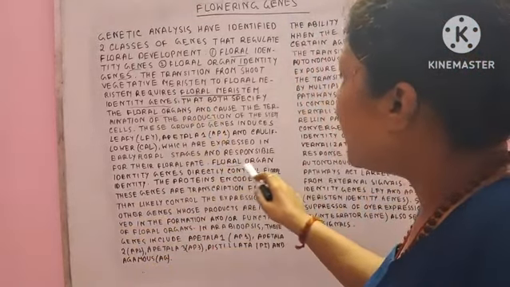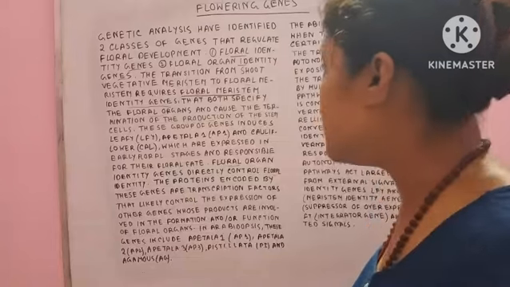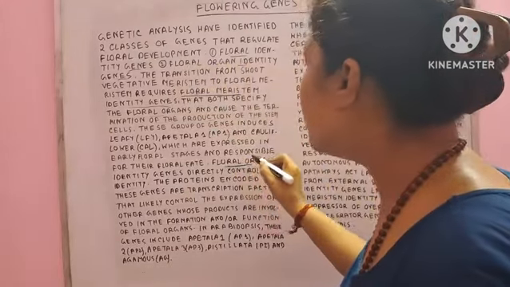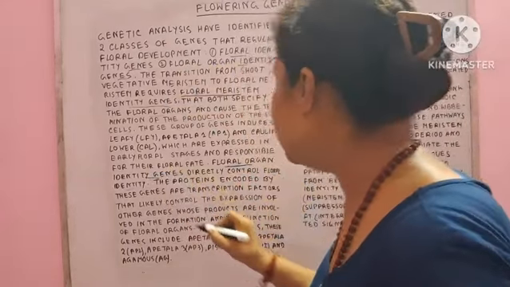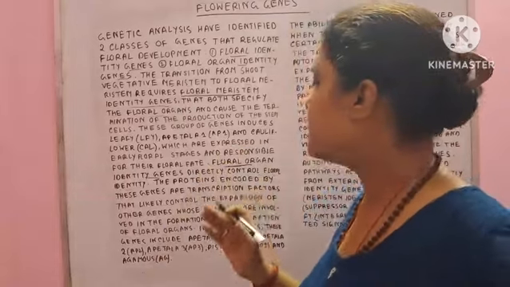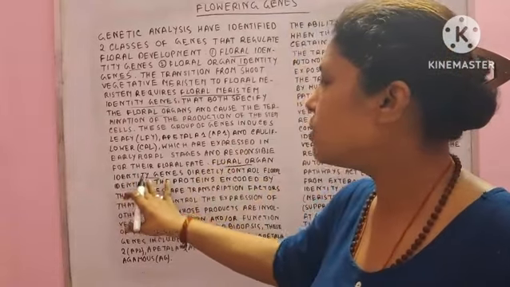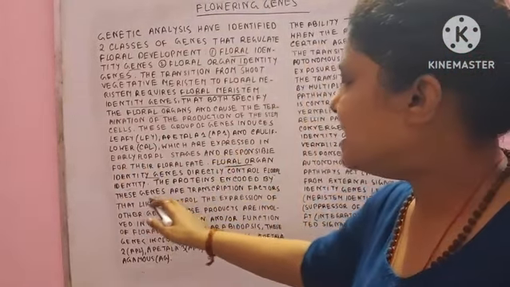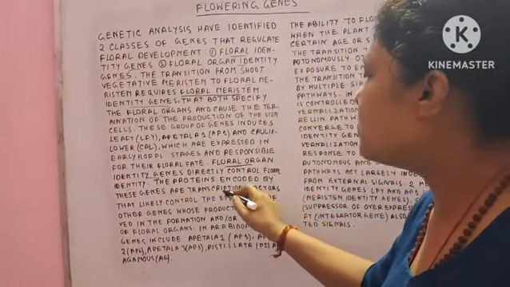Now the floral organ identity genes. Now the second one, this is the floral organ identity genes. Its role is what? Its role is to control the floral identity. Only it tries to control the floral identity. Clear? The proteins encoded by these genes are transcription factors.